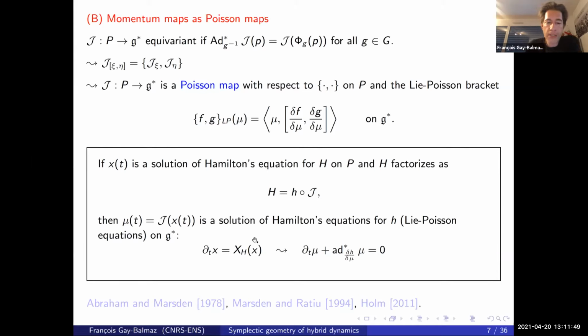So more explicitly, if you have Hamilton's equations on P here, then applying J, you get Hamilton's equations on G star with respect to this Lie-Poisson bracket. And these Hamilton's equations are the Lie-Poisson equations. There are standard books that explain this very well.